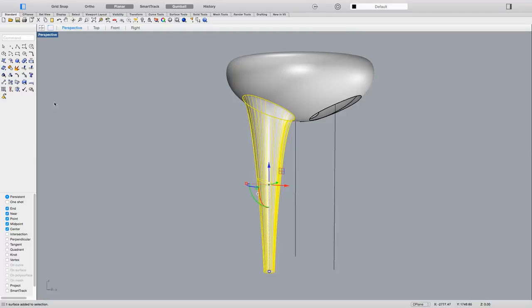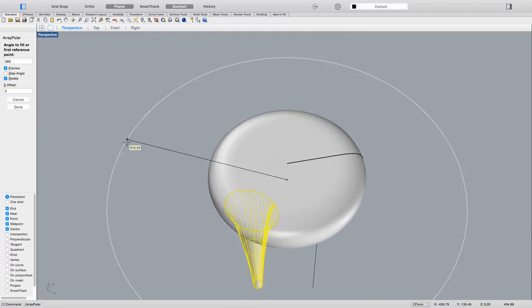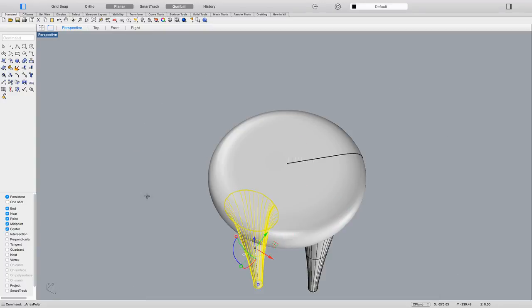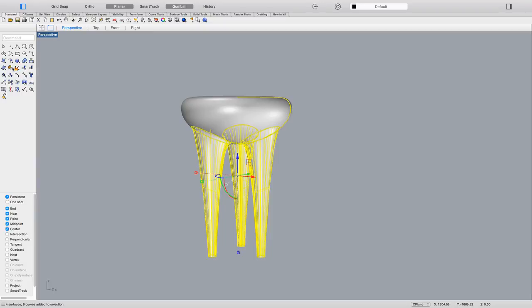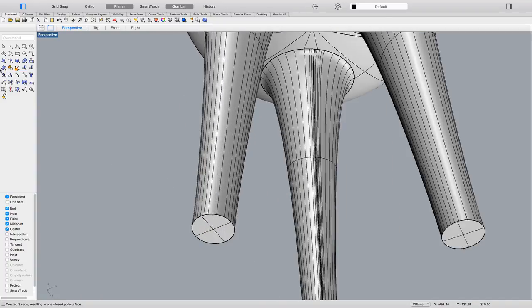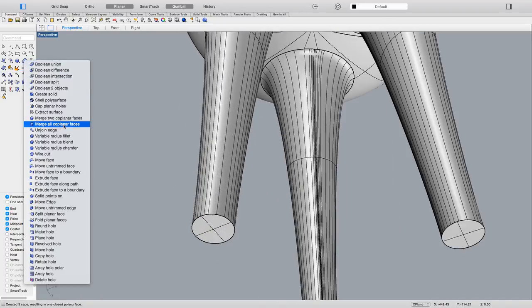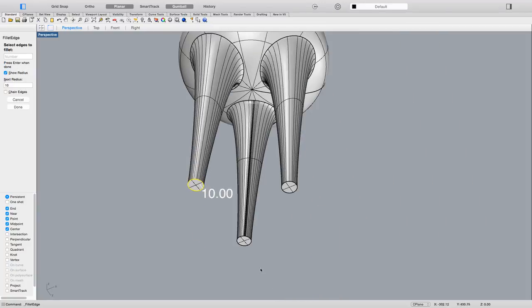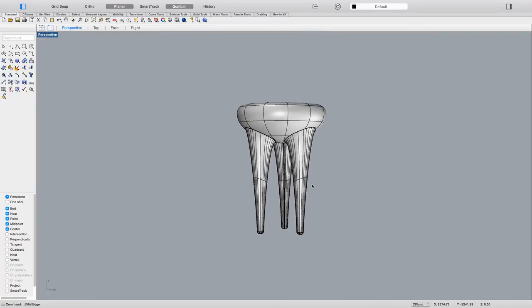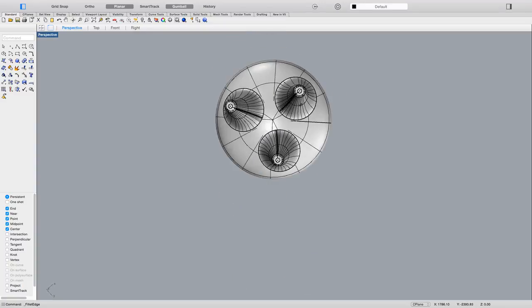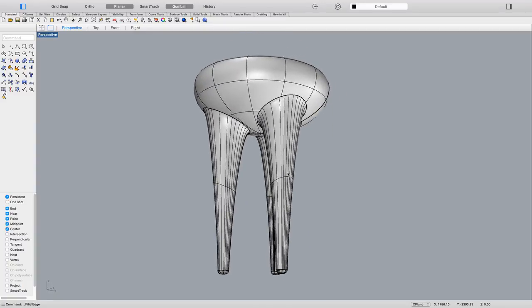And then array again in 0, 3 times, exactly. And then make a cap. Join and cap. This is the cap, yeah. And now finally I'm going to make a fillet here. Okay, and then I'm going to test it again. So look, we'll see the difference. We'll see if this really works.